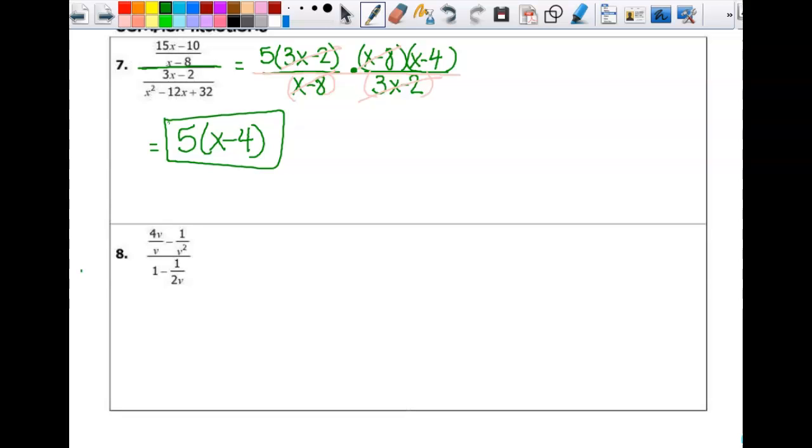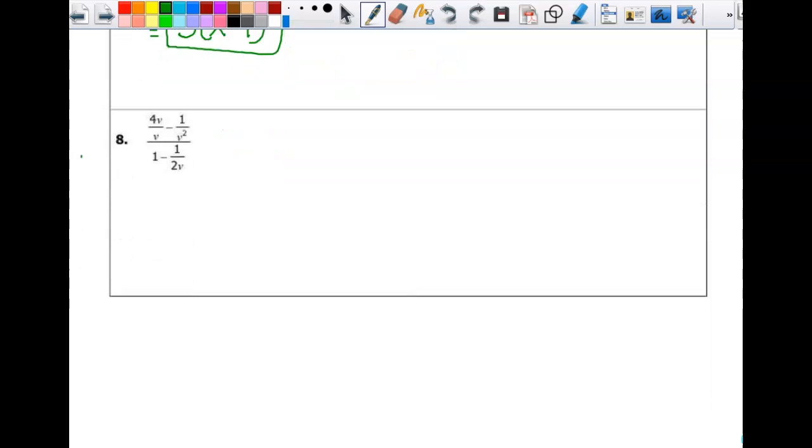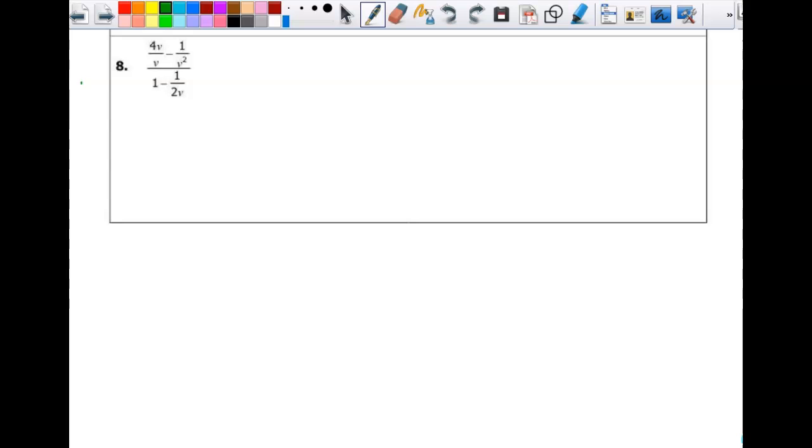One of the biggest mistakes that happens here is you try and turn it into multiplication too soon. We cannot flip and multiply right here. Cannot do that. You can't do it until you have just one fraction in the numerator and one fraction in the denominator. So we have to take care of the numerator and denominator separately until we can consolidate that. So here in my numerator, it looks like my common denominator would be v squared, which means I need to multiply this fraction by v over v. So my new numerator will have v squared as the denominator. The numerator would be 4v squared minus 1.